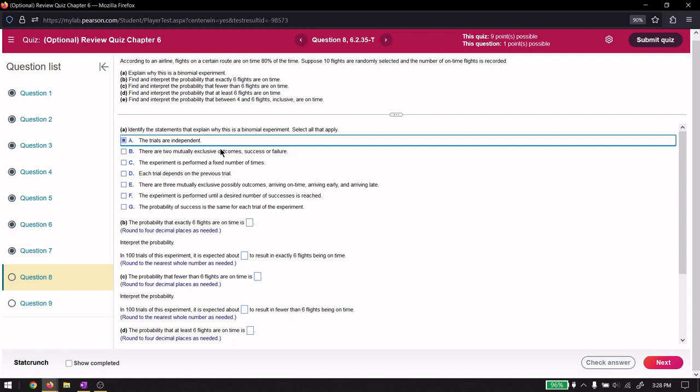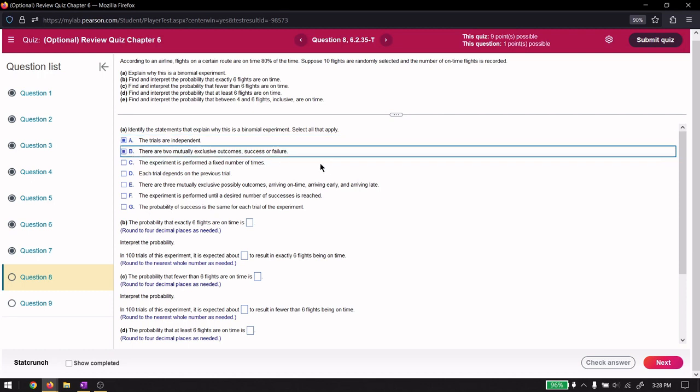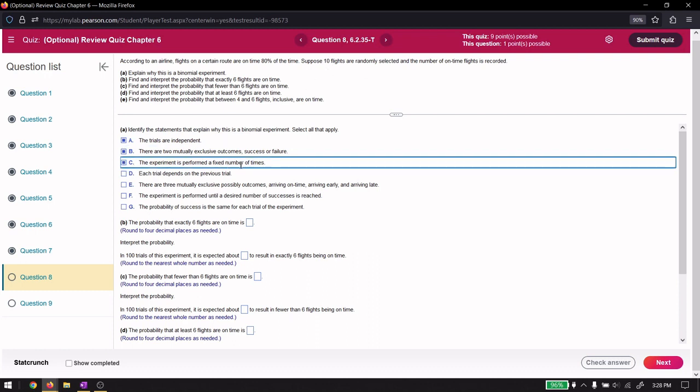We have 2 mutually exclusive outcomes, right? You either are on time or you're not. So there's two outcomes. We've also performed this 10 times. It's a fixed number of times. A binomial experiment can never be unlimited times. It has to be a fixed number.